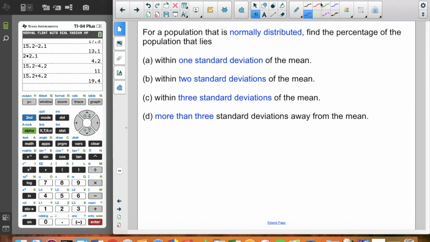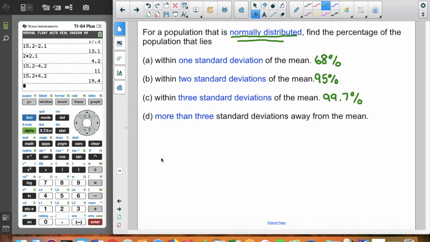So for a population that is normally distributed, keyword for all of our problems today, find the percentage of the population that lies within 1 standard deviation. This is from the slide before. 68% of our data lies within 1 standard deviation. Within 2 standard deviations, it's 95%. Within 3 standard deviations, it's 99.7%. And now this says more than 3 standard deviations away from the mean.